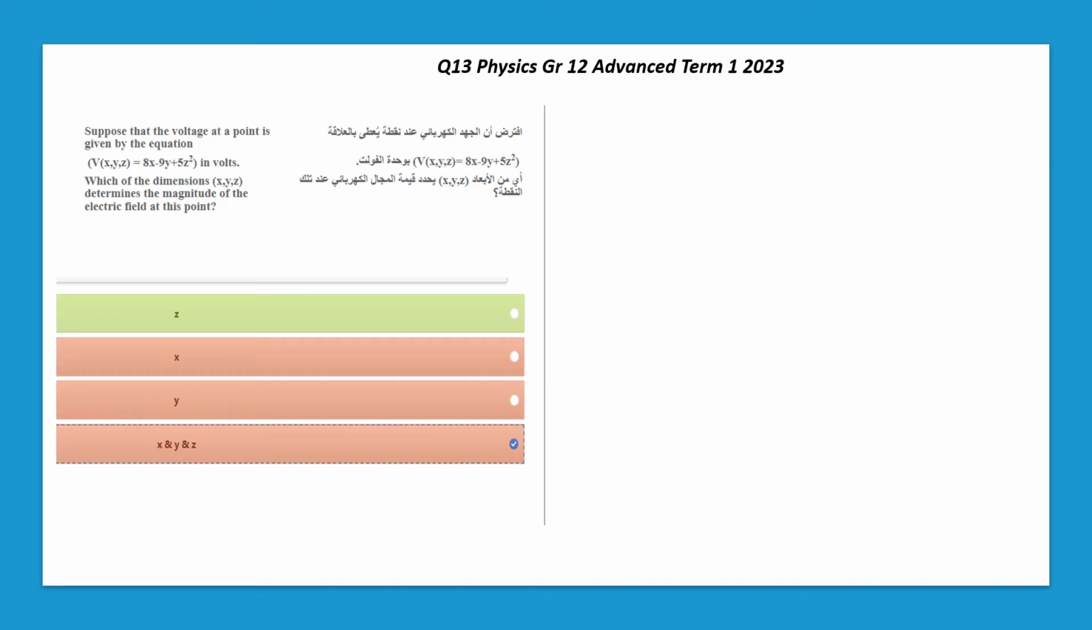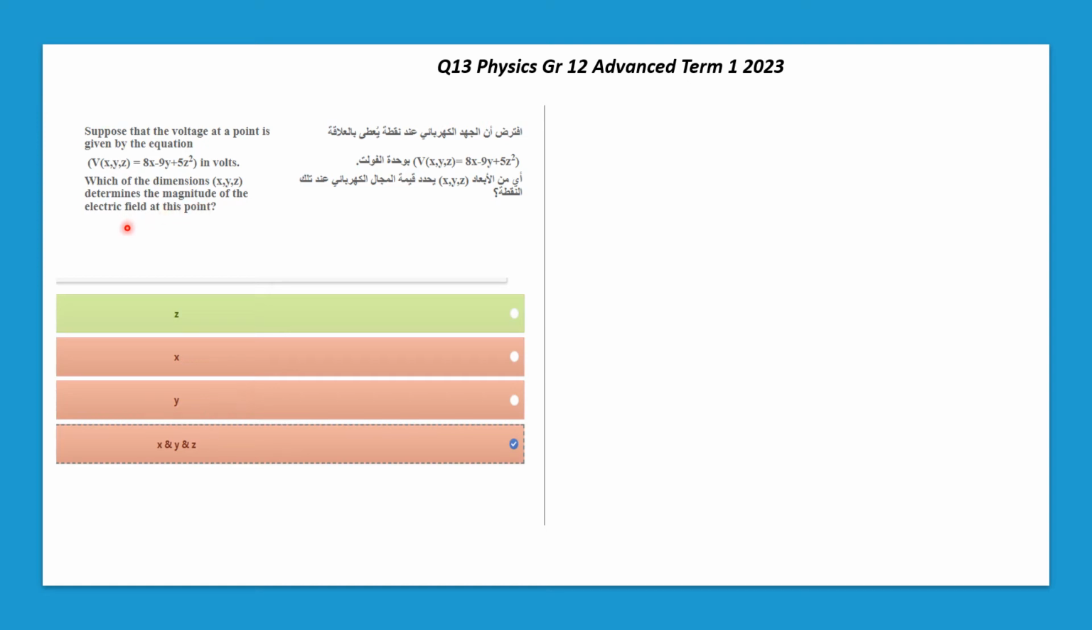Here we continue with question 13. Suppose that the voltage at a point is given by this equation: V, that's the voltage, equals 8x minus 9y plus 5z squared. Determine the magnitude of the electric field.